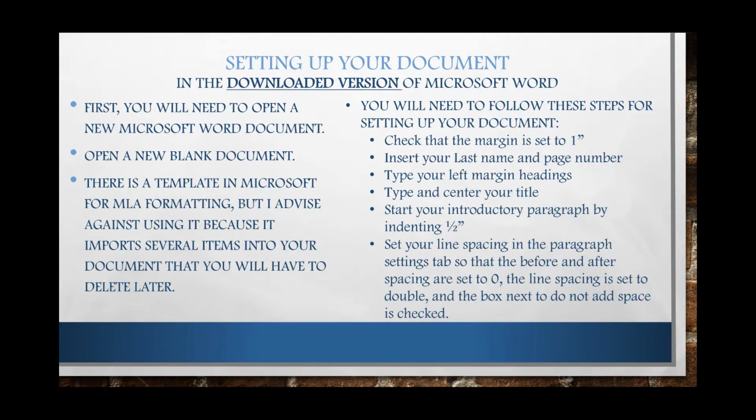You will need to set your margins to 1 inch all around. You will need to insert your last name and page number in the upper right-hand corner. You will need to type the appropriate left-hand margin headings. You will need to center your title. You will start your introductory paragraph and all subsequent paragraphs by indenting 1/2 inch by using the tab button, not spacing. You will need to set your line spacing in the paragraph settings tab so that the before and after spacing is set to 0, the line spacing is set to double, and the body of the text will not have extra space between paragraphs. The following video will show you these steps in real time.